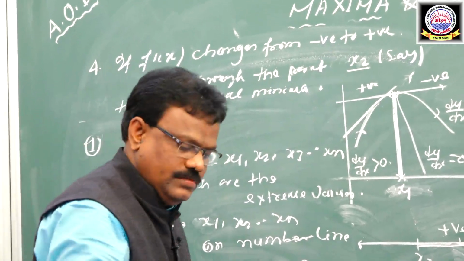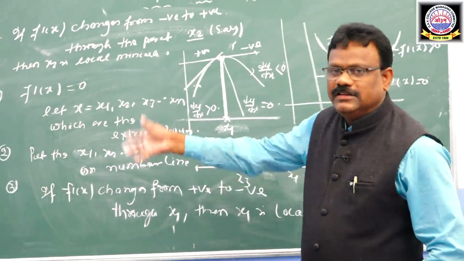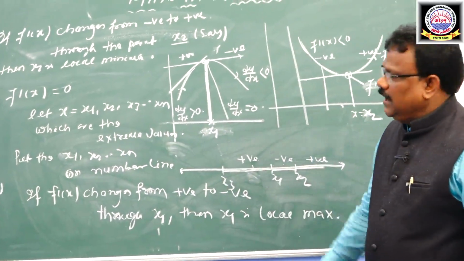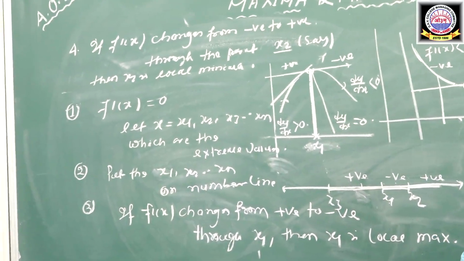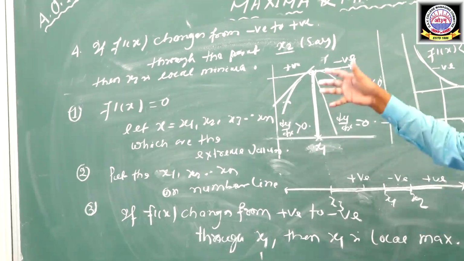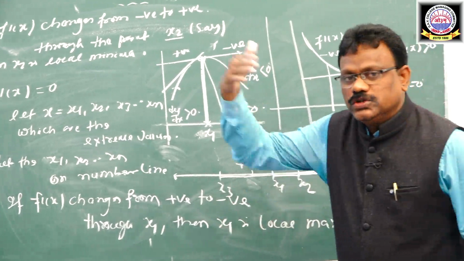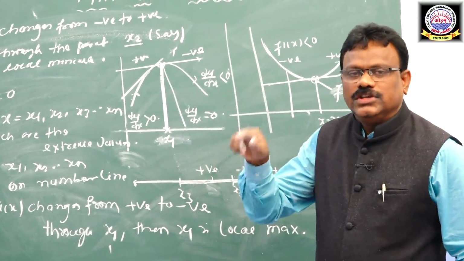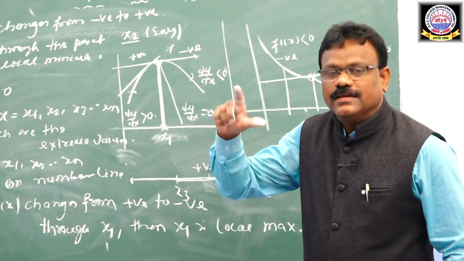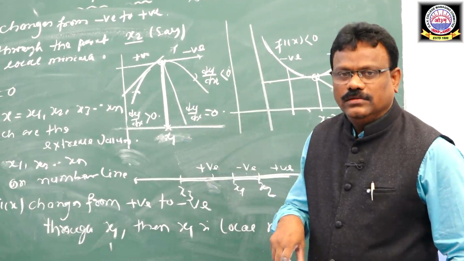So these 4 points I call the working procedure, how to get the point of local maxima and local minima. After getting the points of local maxima and local minima, if you put those values into the function, the corresponding function value is the maximum value and the minimum value, that is, a local maximum value and a local minimum value.